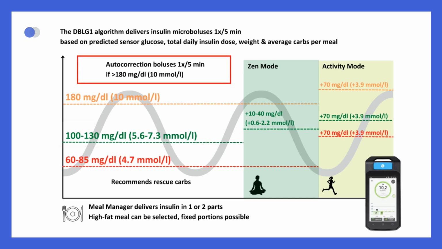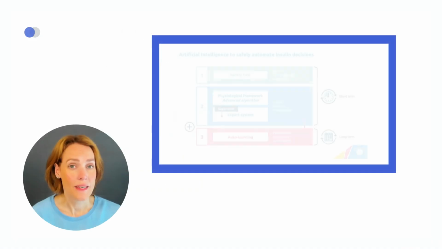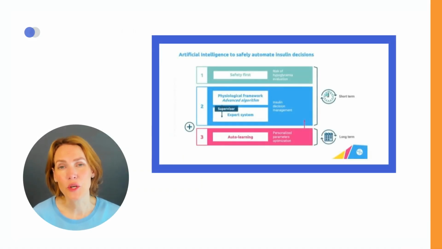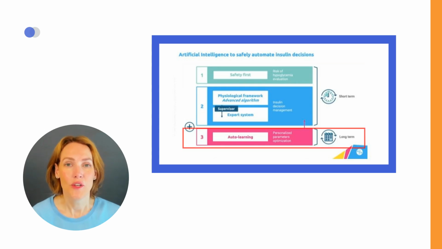Autocorrection boluses are administered every 5 minutes, among other scenarios, when the glucose level is predicted to exceed 180 mg per deciliter, or 10 millimol per liter. During autocorrect boluses, basal insulin decreases. If the glucose level is predicted to fall below the hypoglycemic threshold, basal insulin is paused, and rescue carbohydrates are recommended. The system incorporates both short-term and long-term learning algorithms. The short-term self-learning algorithm analyzes trends over the past 2 to 3 days, while the long-term algorithm considers trends over the past 3 to 6 weeks.